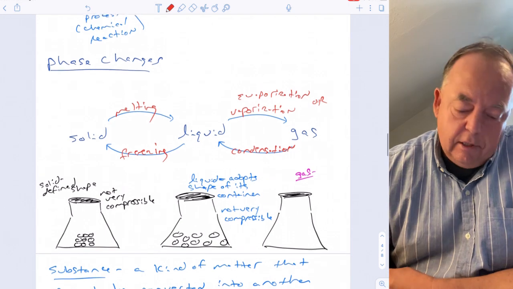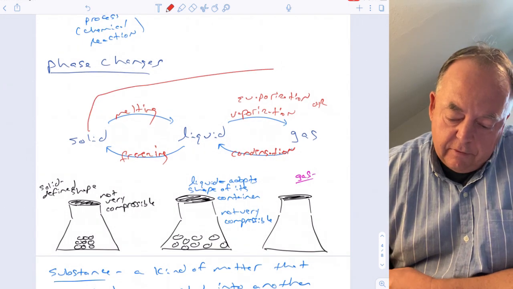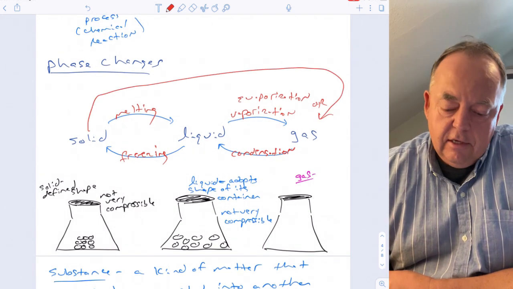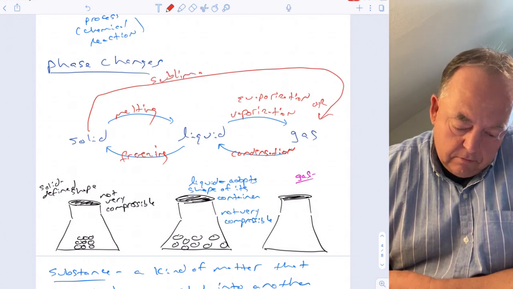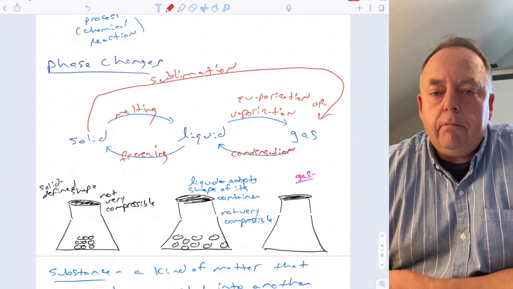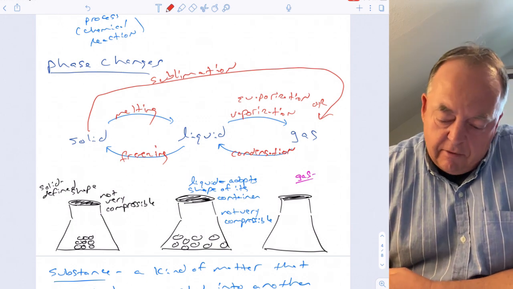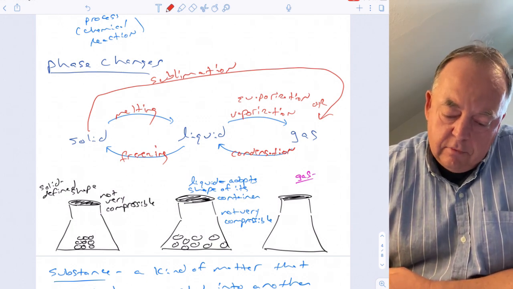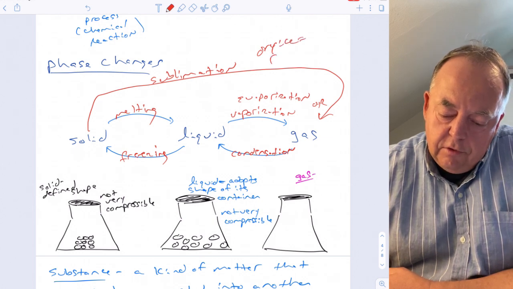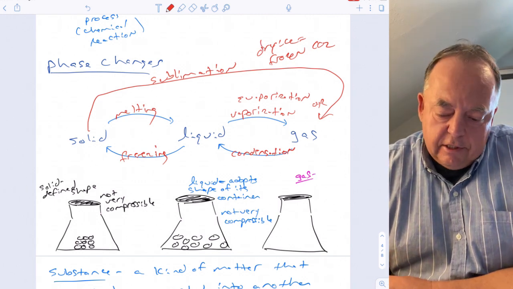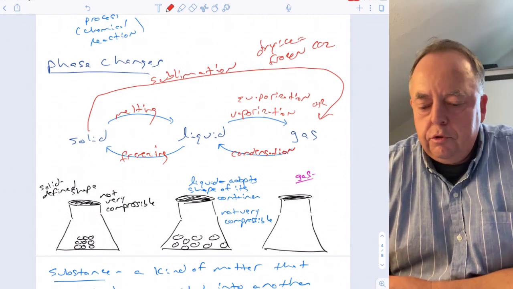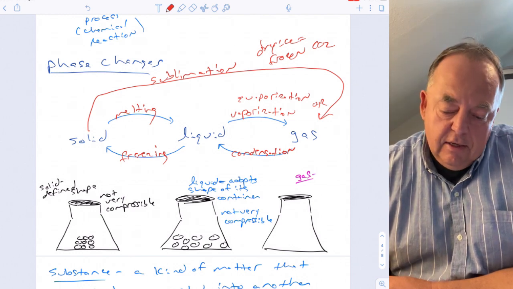There's two other possibilities, right? You could go directly from the solid to the gas phase. So what is that called? That's called sublimation, and you may be familiar with an example. Dry ice, right, is frozen carbon dioxide. You can buy this at Berkshire's. It is dangerous to handle because it's so cold. You could get frostbite if you handle it.